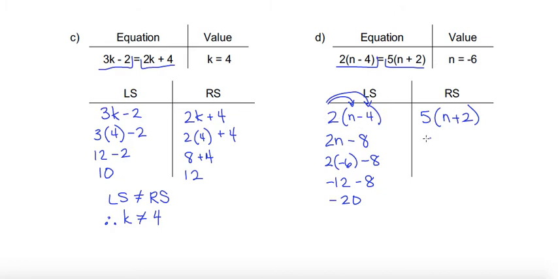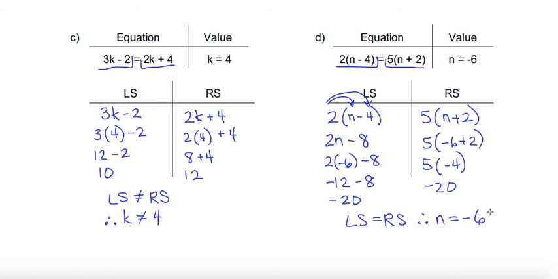So I'm going to do 5, and then my value for n is -6, and then +2. So I'm going to simplify what's inside of my bracket. -6 plus 2 is -4, and 5 times -4 is -20. So look at that, our left side equals our right side. Therefore, n is equal to -6.